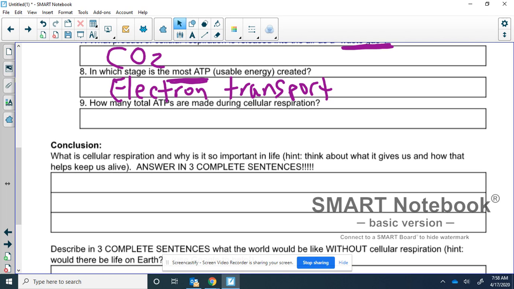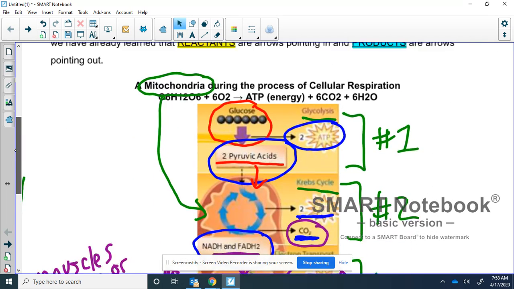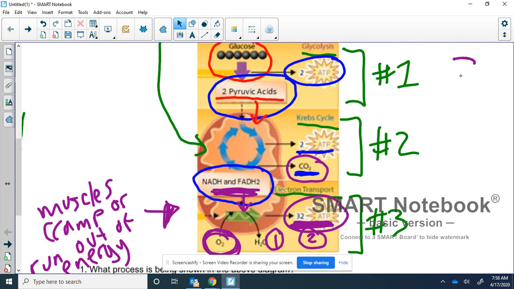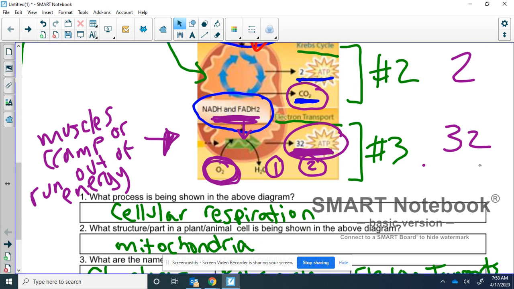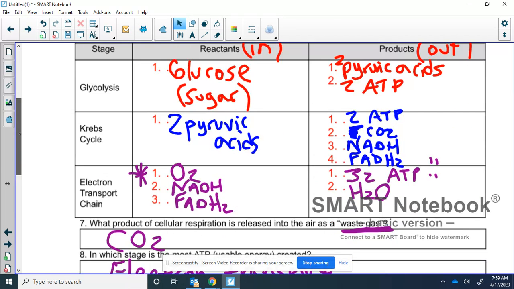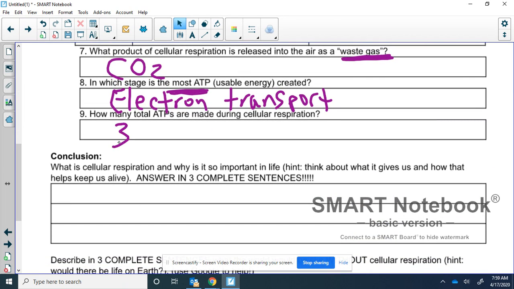And then how many total do we make? So if we go back to our chart, we have 2 from stage 1, we have 2 from stage 2, and we have 32. So 2 plus 2 plus 32 is 36 units of energy. So that is our goal, to get all 36 out of the food that we eat.